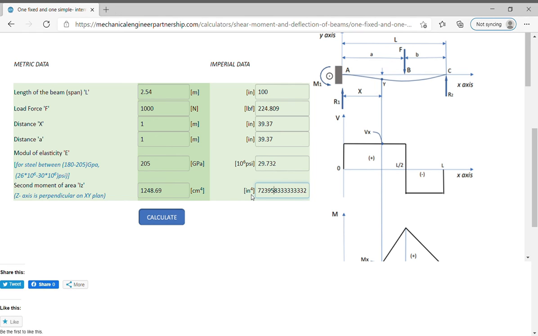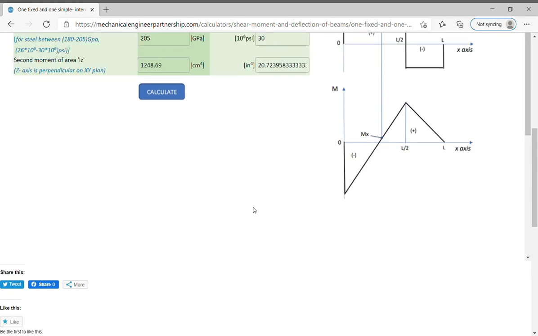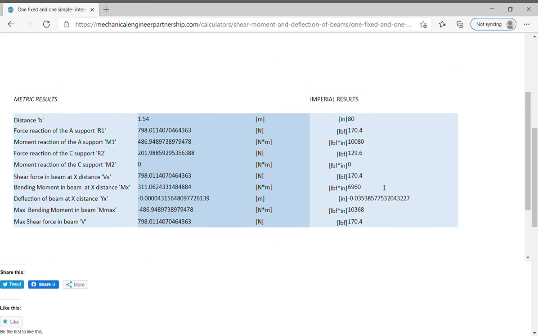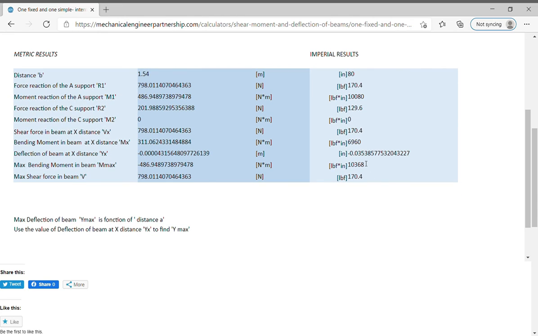Replace the length L with 200 inches, 300 pound force for F, and 120 inches for the distance, and then 100 inches for the x distance, modulus of elasticity 30 mega pound force per square inch, and then calculate. The results are in the blue table. As I related in the preceding paragraph, maximum deflection of beam Ymax is a function of distance and you can obtain the value by testing several values of the x coordinate. Maximum values of shear, bending moment, and deflection are generally used for dimensioning a beam.